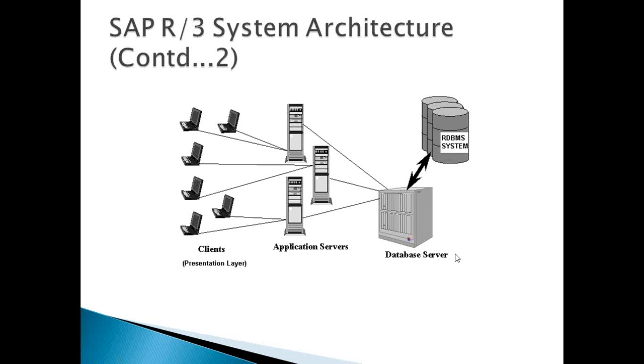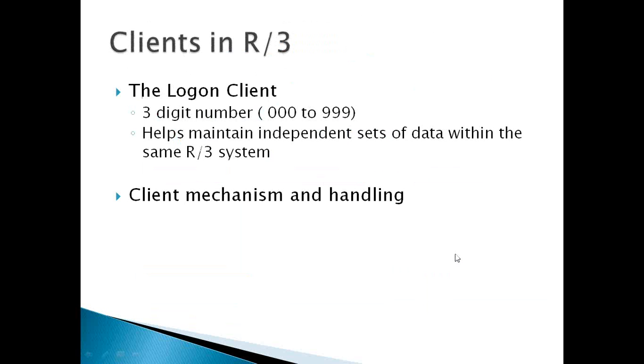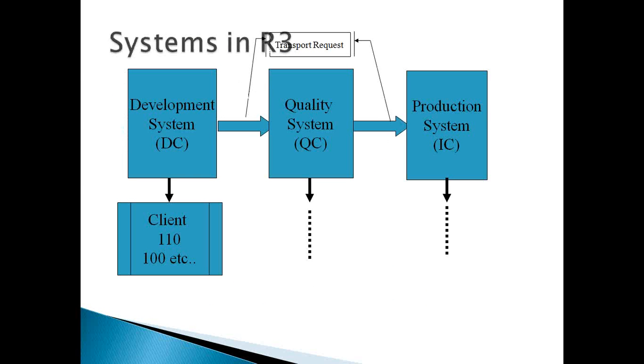Then see, in a real-time system, every project usually has a system landscape. Whenever you get a requirement, you do all your development in the development system. Then we move the same object to the quality system for thorough testing. Once that is done, we get manager approval, and then we move it to the production system. The production system is the place where the actual data is available. So this is called the system landscape.